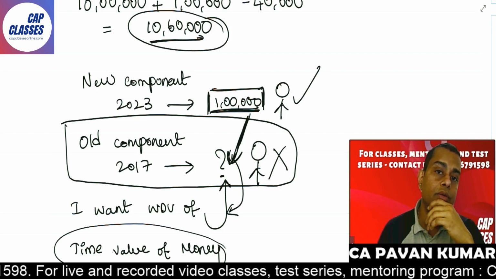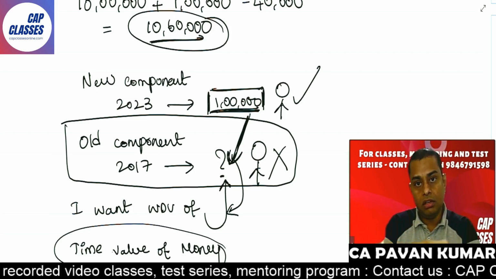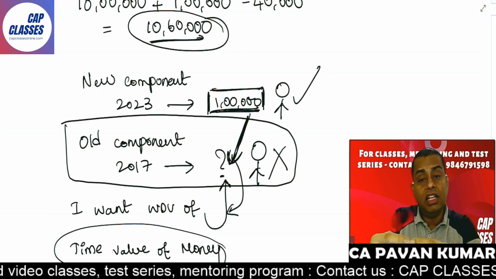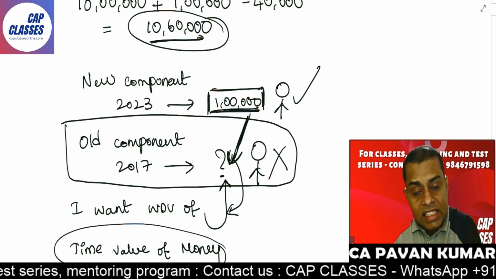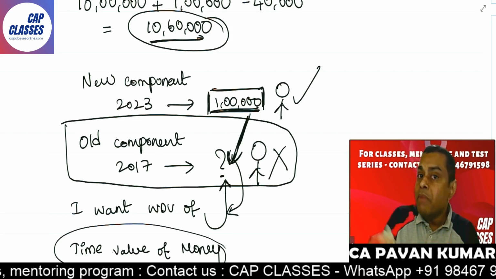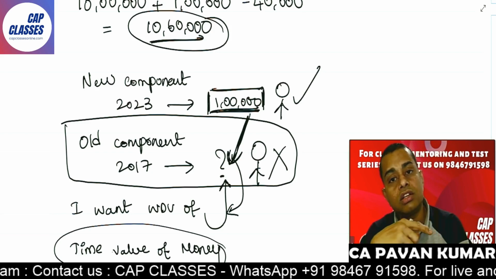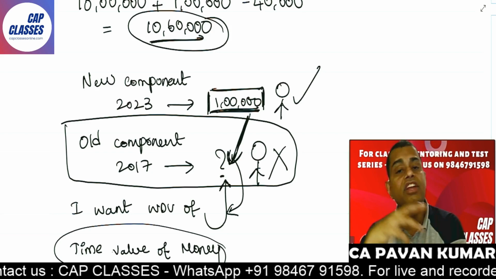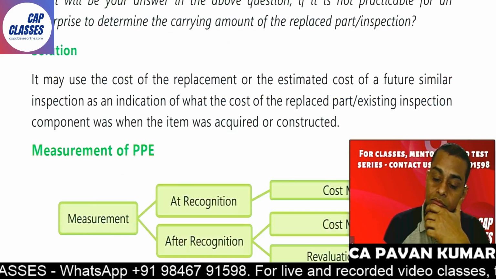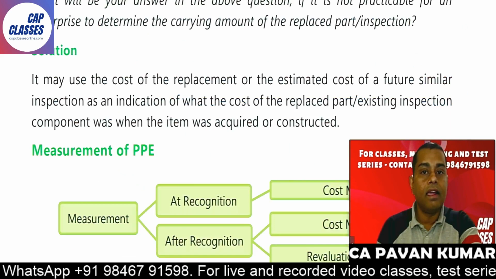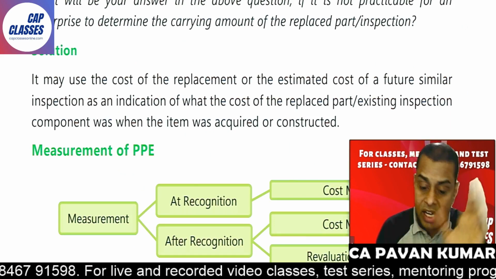This is what you need to do. Use the present inspection, the current one, or the present component replaced and its cost as the basis to estimate the unamortized cost of previous component or previous inspection. That is what it is. You understand? Okay, this is subsequent expenditure. So subsequent expenditure episode is over.